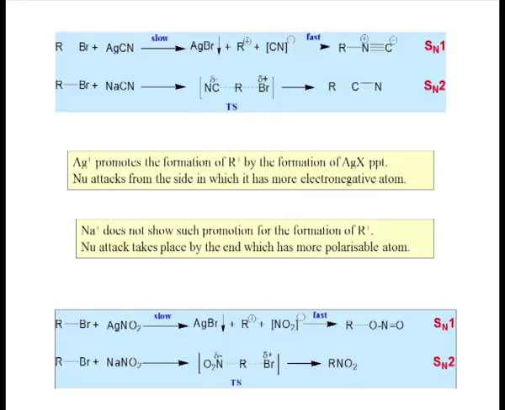When it is an SN1 case, the more electronegative atom is attacking, the same phenomenon, same logic. When it is an RBr with sodium nitrite or potassium nitrite KNO2 case, then we get a transition state and the product is obtained as RNO2, not RONO. RONO, this is RNO2, totally different compound by changing the inorganic component from silver to sodium. One is following SN1 mechanism, another is giving SN2 type mechanism. So, this is a very nice role of an ambident nucleophile.